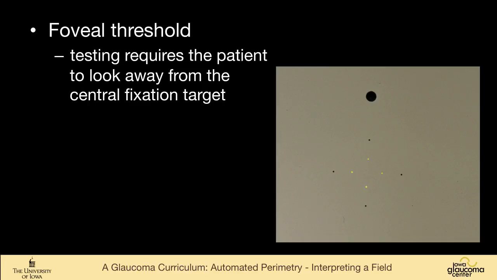But how do they measure the foveal threshold? They cannot project a target here. That's the camera. We're looking from the inside of the bowl. This is the patient's view. And so the perimeter makes a pattern down below and tests the fovea right here.